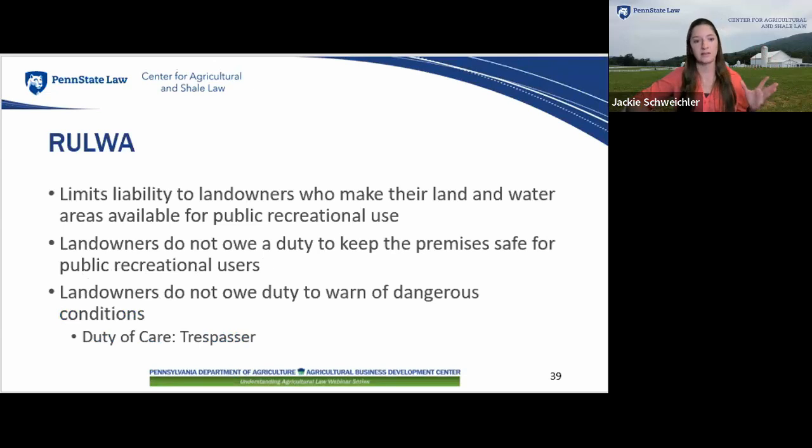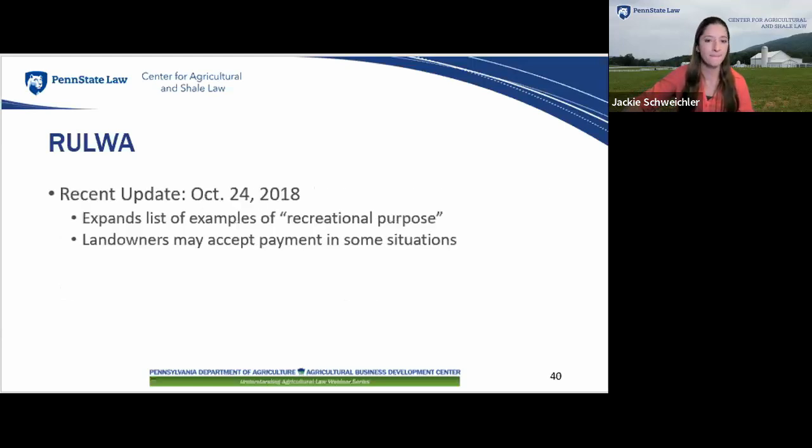So under this law, a landowner does not need to inspect their property or to warn people who are on their property. The duty of care here is the same level of care owed to a trespasser. So the difference is instead of owing the highest level of care, it would actually be the lowest level of care as long as you qualify for RULWA. And the lowest level of care is, of course, you can't set traps, you can't do anything that would be considered deliberate or malicious that could cause injury to people on your property.